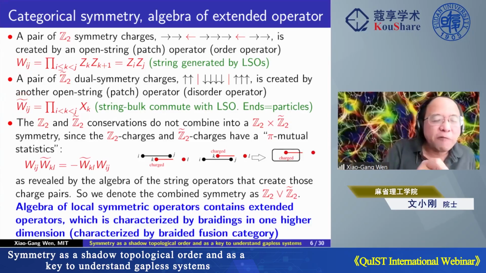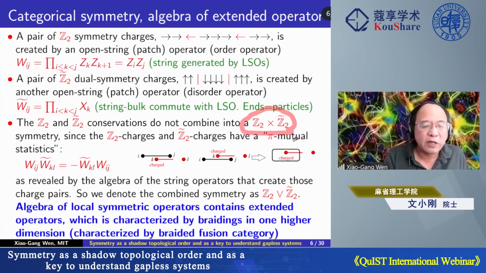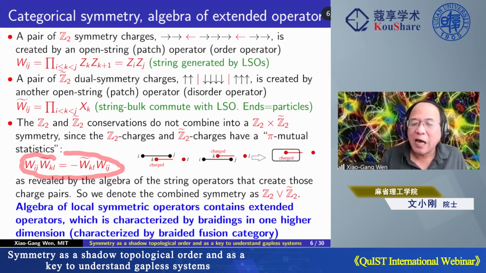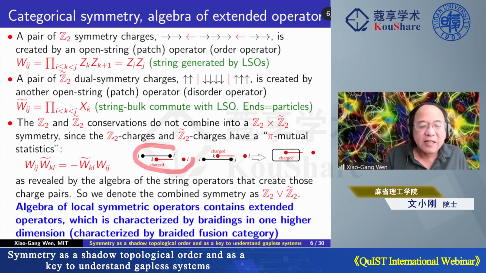Okay. Then from these two operators, we realize that actually these two symmetries do not combine into this simple direct product of two symmetries, because these two operators have a non-trivial algebraic relation, and we call it pi mutual statistics. Because when these two operators straddle in this way, like IJ and KL straddled in such a fashion, then these two operators anticommute.